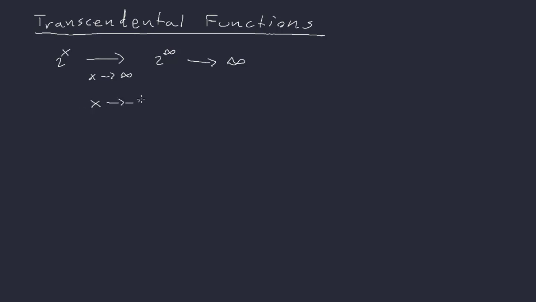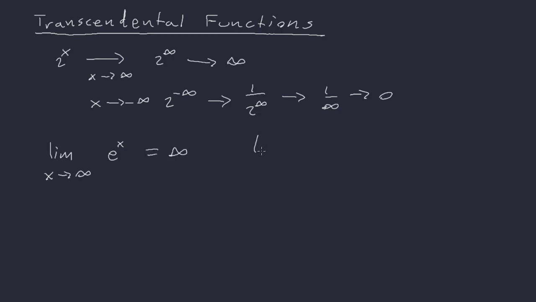But as x goes to negative infinity, if you have 2 to the negative infinity, unlike x to some power, that still gets larger and larger, this, on the other hand, can be rewritten as 1 over 2 to the infinity, which will be 1 over infinity, which will be 0. Okay, so the limit as x goes to infinity of, say, e to the x is infinity. The limit as x goes to negative infinity of e to the x is 0.